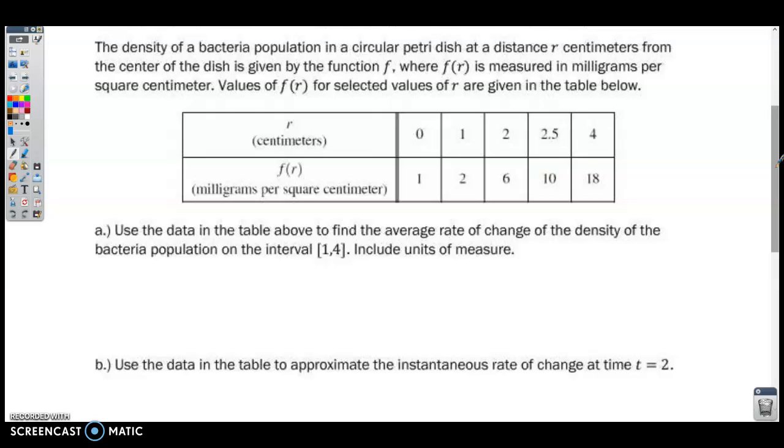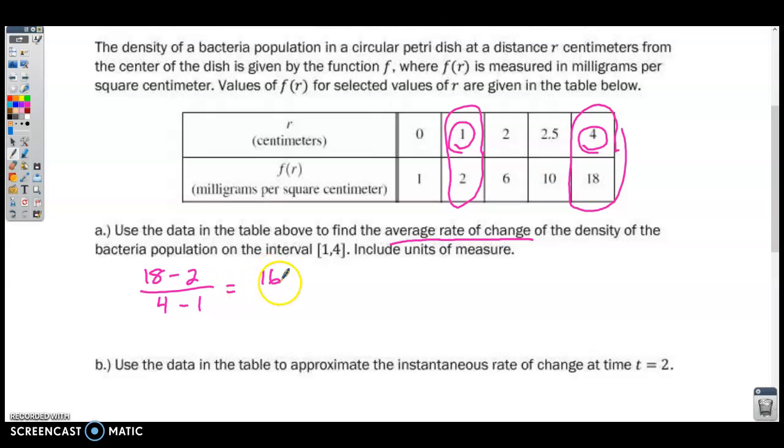Part A. Use the data in the table to find the average rate of change of the density of the bacteria population on the interval from 1 to 4. Include units of measure. So we're talking about this interval from 1 to 4. So that's telling us that we're using these 2 points. And since we're finding an average rate of change, all we're going to do is find the slope between those 2 points. And so we're going to go ahead and set that up. 18 minus 2 over 4 minus 1. And that's going to be 16 over 3.